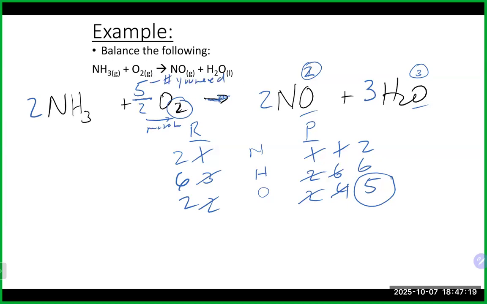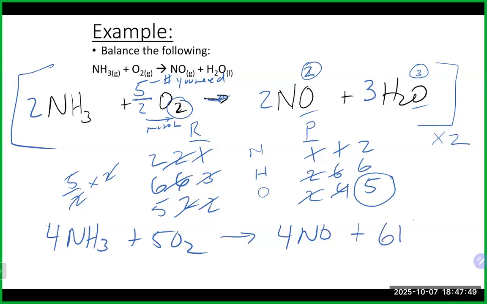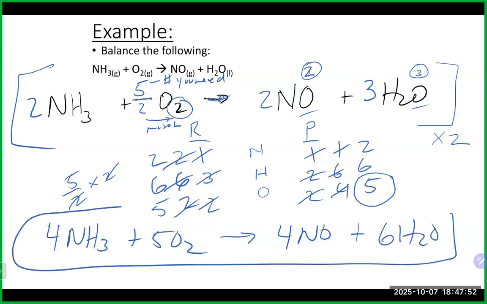And if I do that, I now will have 2 nitrogens, 6 hydrogens. And again, when I take 5 halves times 2, I end up with 5 oxygens. So here we are balanced, but we do need to clear it. We cannot leave it with a fraction or a decimal or anything like that. So we got to multiply everybody by 2, which is the denominator. And that will give me 4NH3 plus 5O2 goes to 4NO plus 6H2O in this case here.